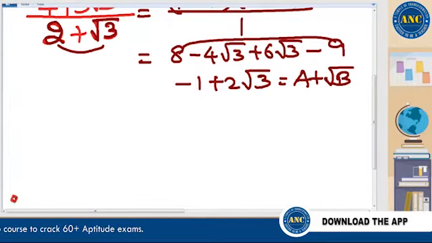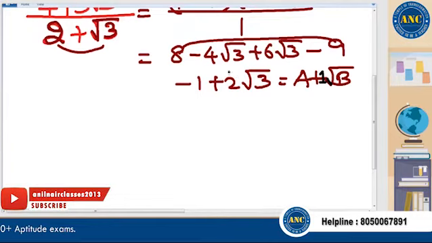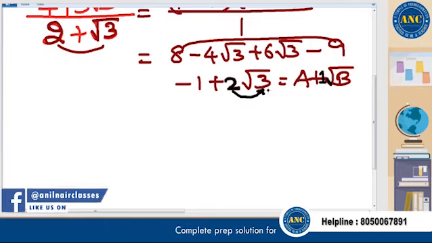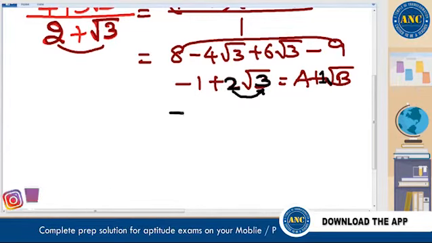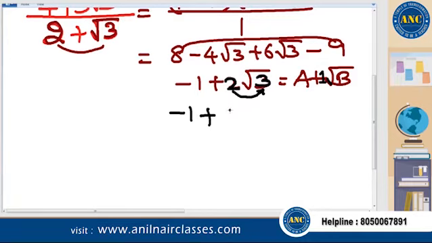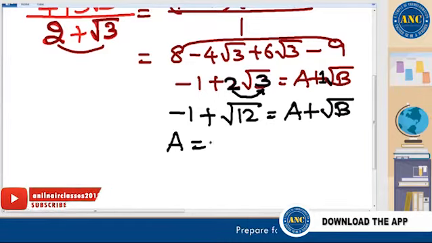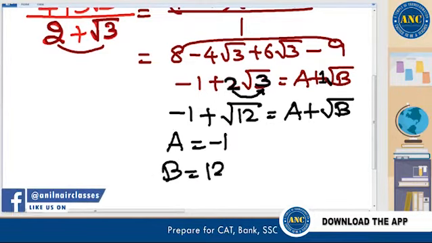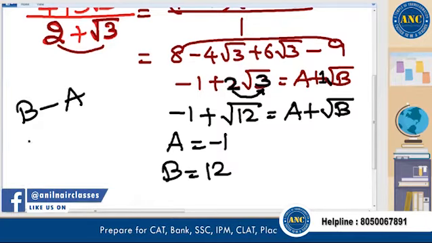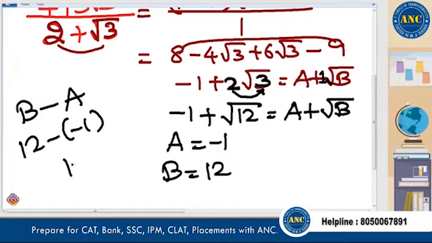The square root term should have coefficient as 1, but here it is 2. Bring this 2 inside the square root. If it goes inside the square root, it becomes 4. 4 into 3 is 12. My final answer is minus 1 plus root 12. This is nothing but a plus root b. A value is minus 1. B value is 12. B minus a value is 12 minus of minus 1, which is 13.